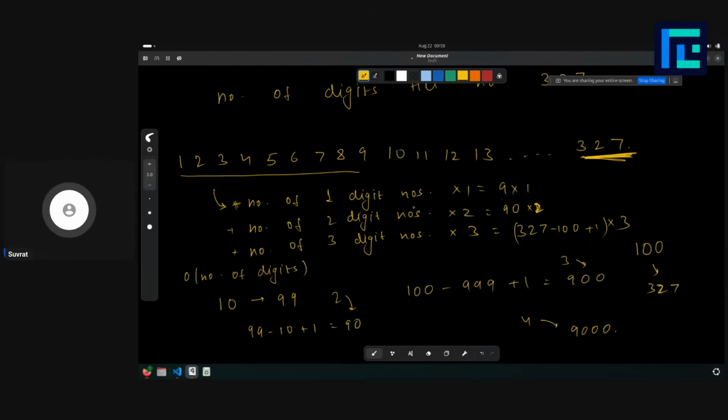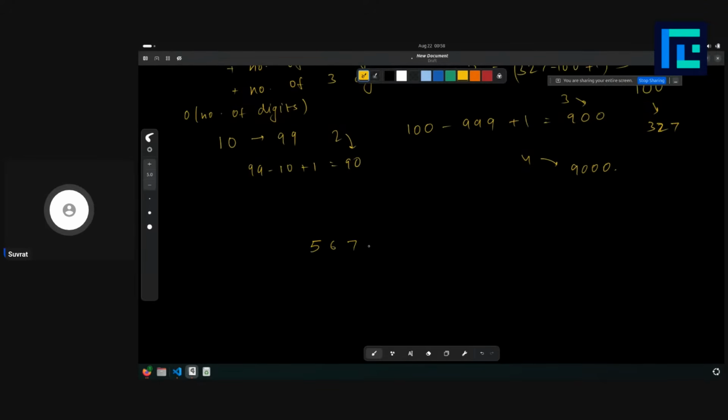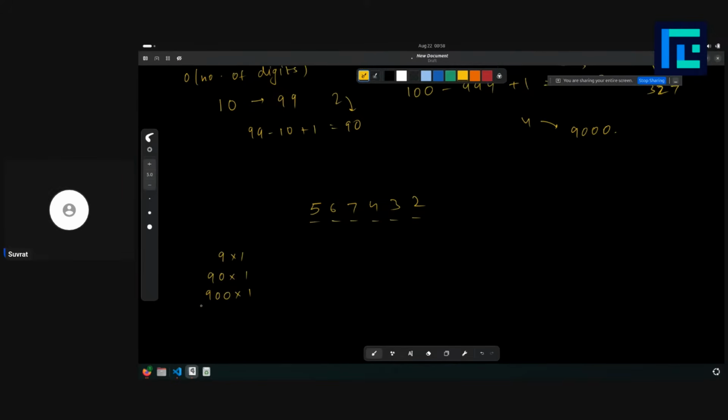And this is pretty straightforward of how you will do that, because let's take some bigger number. Let's take 567432. Since this has 6 digits, all one-digit numbers would be in this sequence, so 9 into 1. All the two digits would also be in this sequence, all the three digits, and all the four digits, and 5 also. So all these numbers would be in this sequence.